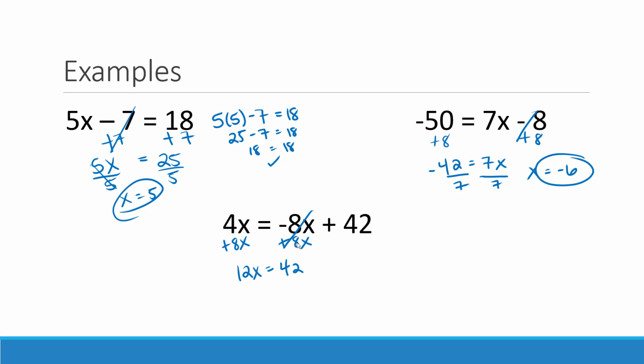You kind of get the gist of it now. Notice the last step is usually always going to be some sort of division. So in this case, I'm going to divide both sides by 12. And so when I do 42 divided by 12, that's going to give me 3.5.